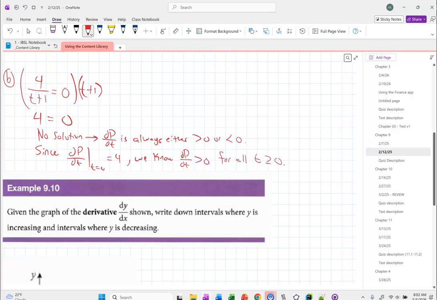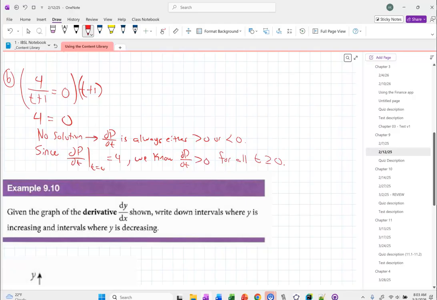So we can say that, right? Everybody okay with my reasoning here? Since dp/dt equal to 0 has no solution, it tells me dp/dt is never going to change sign. It's never going to go from positive to negative, right? And since when we plugged in 0 in part 1, for part A, we got a positive result, that tells me, okay, well then dp/dt has to be always positive.